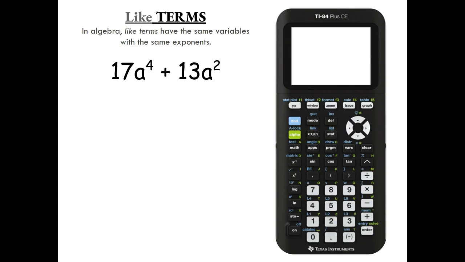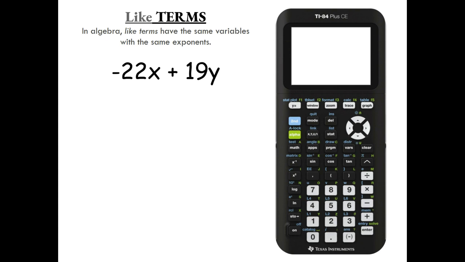Now we have 17a to the fourth plus 13a squared. If you see here, they have the same variable of a, but they do not have the same exponent. This has a to the fourth and this has a to the second. So therefore, you cannot add them together, and they would remain the same. In the packet, you're just going to write "same." It means that they're the same. So 17a to the fourth plus 13a squared just remains the way it is, and you cannot add them together.